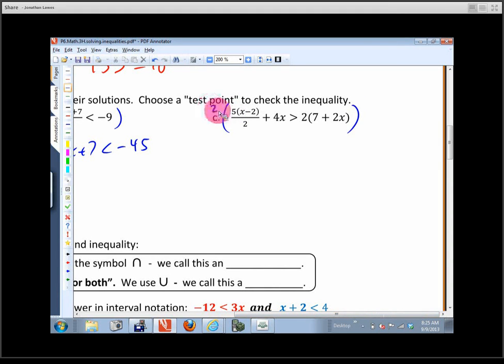Now, if I multiply both sides by 2, that's a legal algebraic move. Do I need to switch the direction? No, I don't. I know I'm multiplying by a positive, so when I multiply here, I'm left with 5 and x minus 2. What happens when I multiply here? Okay, I get a positive 8x. That's still going to be a greater than. When I multiply over here, that's going to be a 4 and 7 plus 2x. And then I can finish it from there. So this is going to be a 5x minus 10 plus 8x greater than 28 plus 8x.